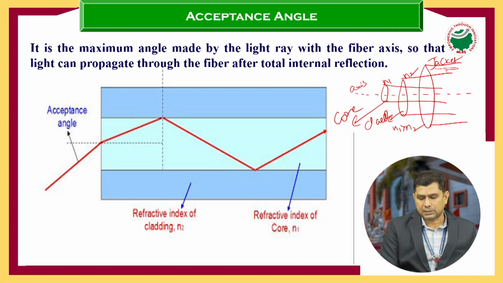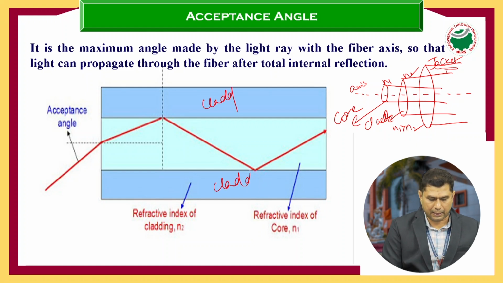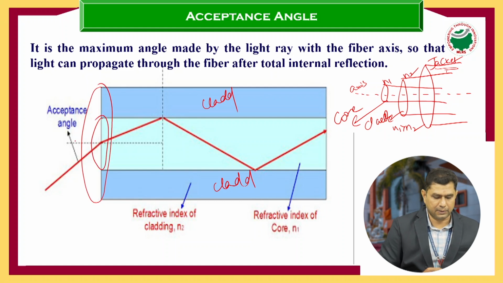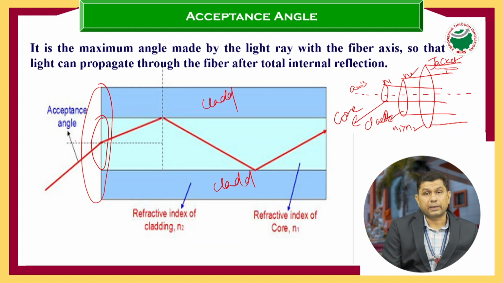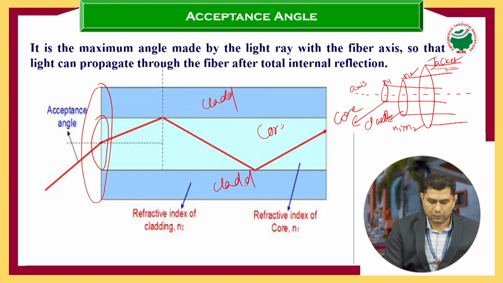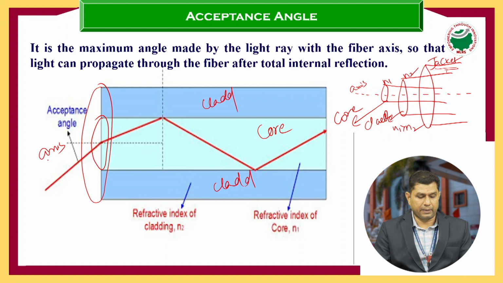If you cut this optical fiber vertically with a plane, then it looks like this shape. This is the clad part. This is also the clad part. So I am cutting vertically, and then it looks like this. This central part is called what, you know? Core. And this is the axis of the optical fiber.